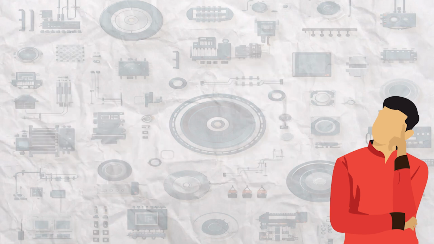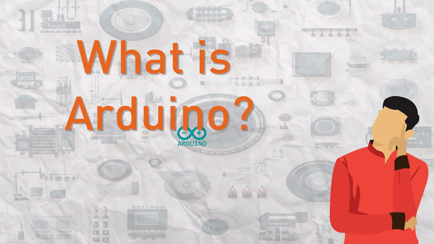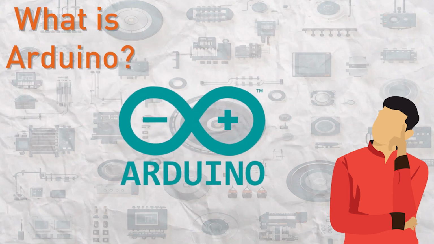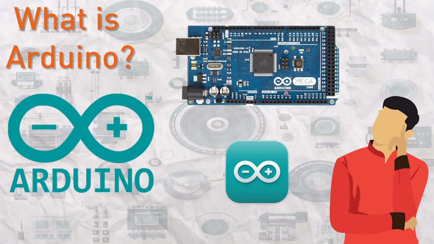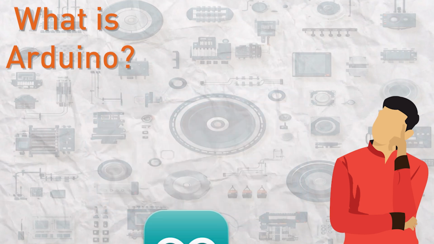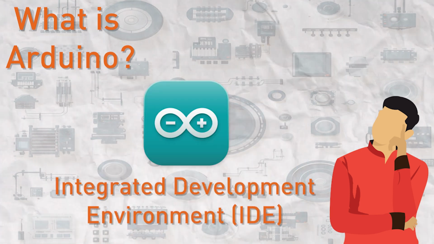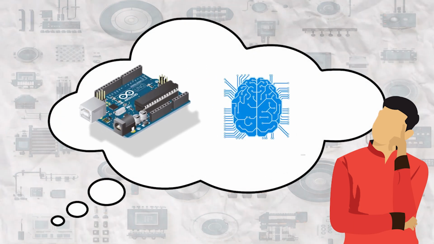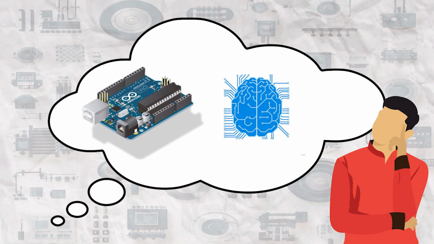So first of all, what is Arduino? Arduino is an open source electronic platform based on easy to use hardware and software. It consists of a programmable microcontroller board and an integrated development environment, IDE, for writing and uploading code. Think of Arduino as the brain of gadgets. It's a smart board that listens to your demands and makes things happen.